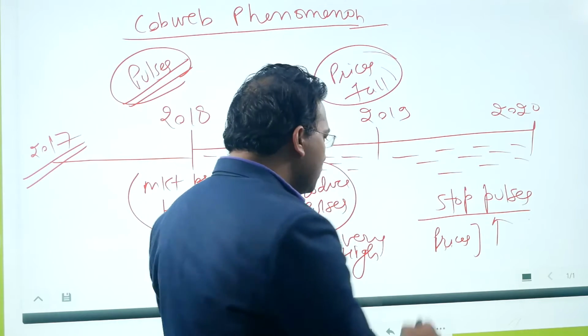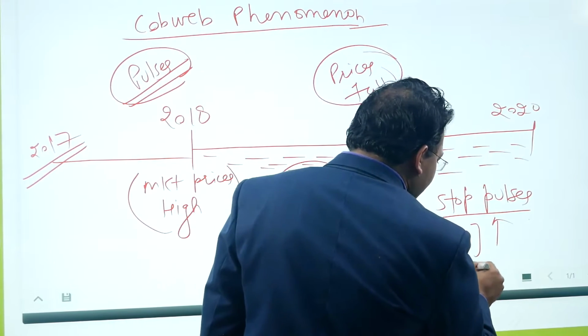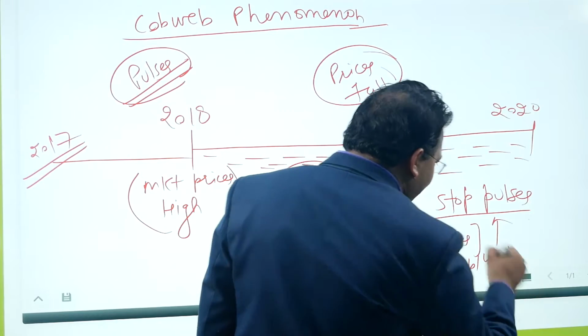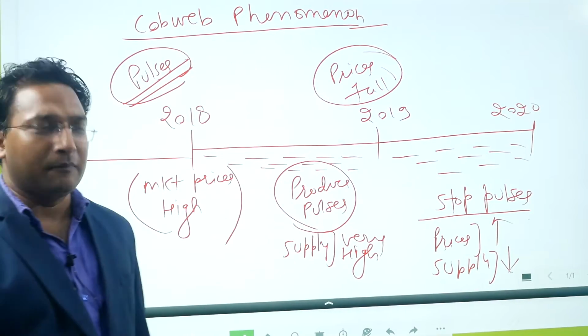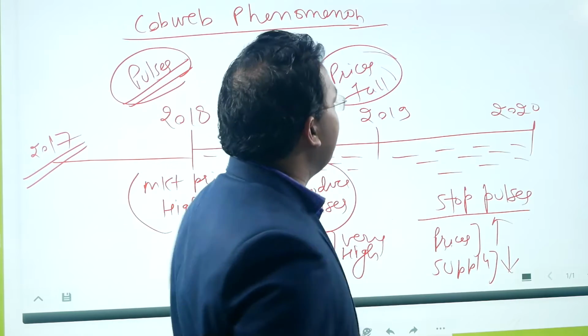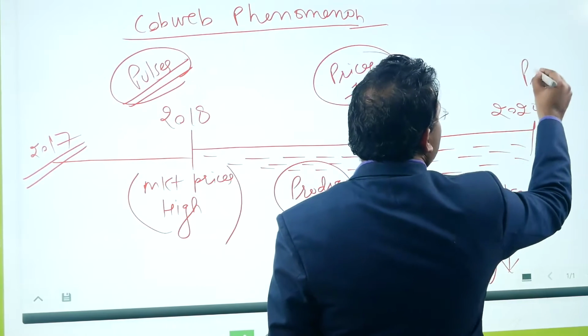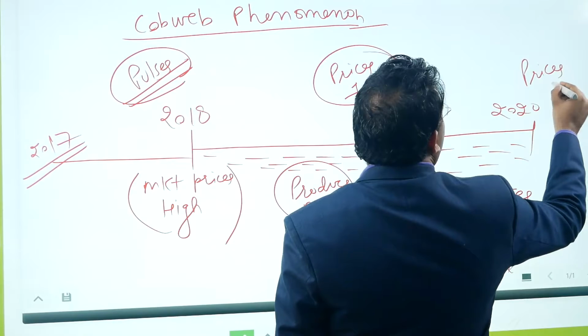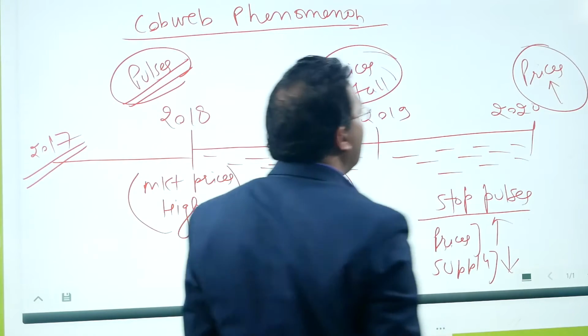Why does the price increase? Because the production and supply is decreasing. The supply is decreasing and the demand remains the same. So because supply is less, demand is high, so prices start increasing. So at this point, the prices increase, right?